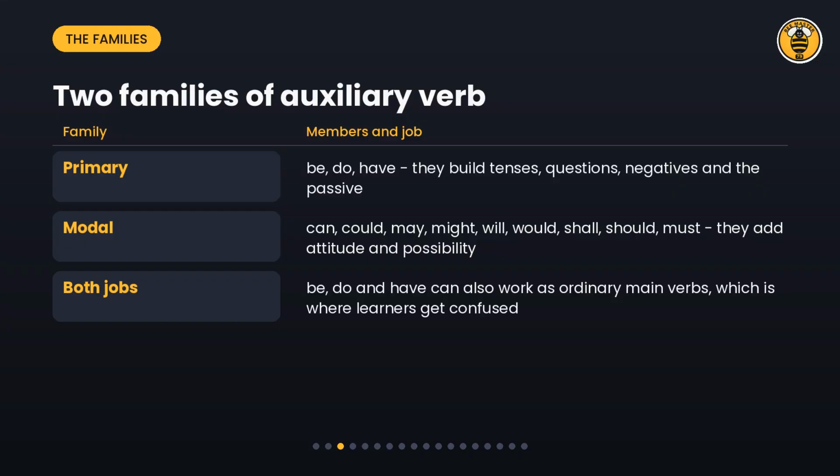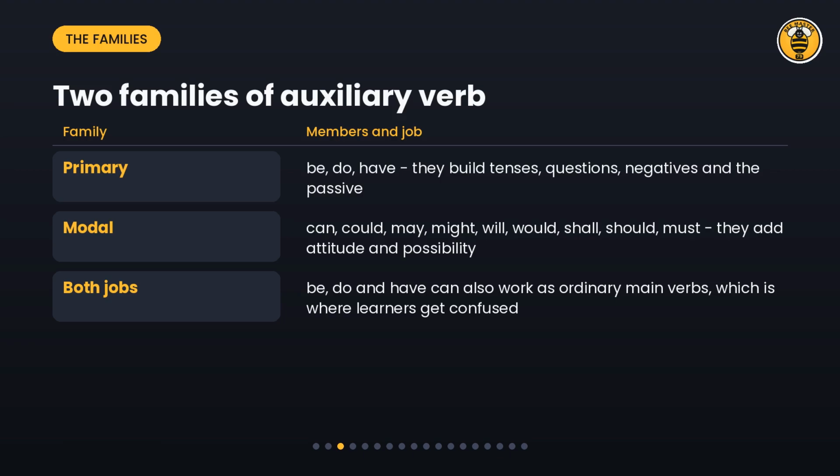Almost every question and every negative sentence in English needs one. There are 2 families of auxiliary verb. The primary auxiliaries are be, do, and have. These 3 build your tenses, your questions, your negatives, and the passive voice. The modal auxiliaries are can, could, may, might, will, would, shall, should, and must. These add attitude, possibility, obligation, politeness.